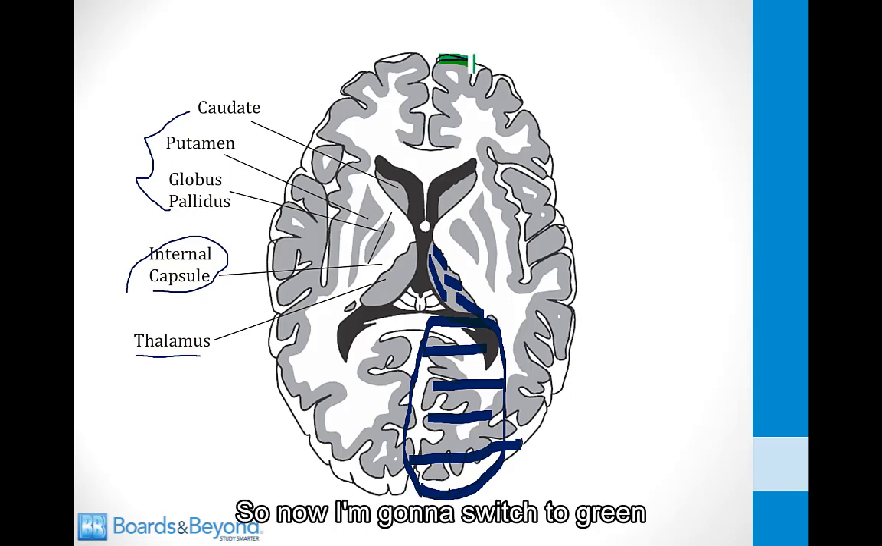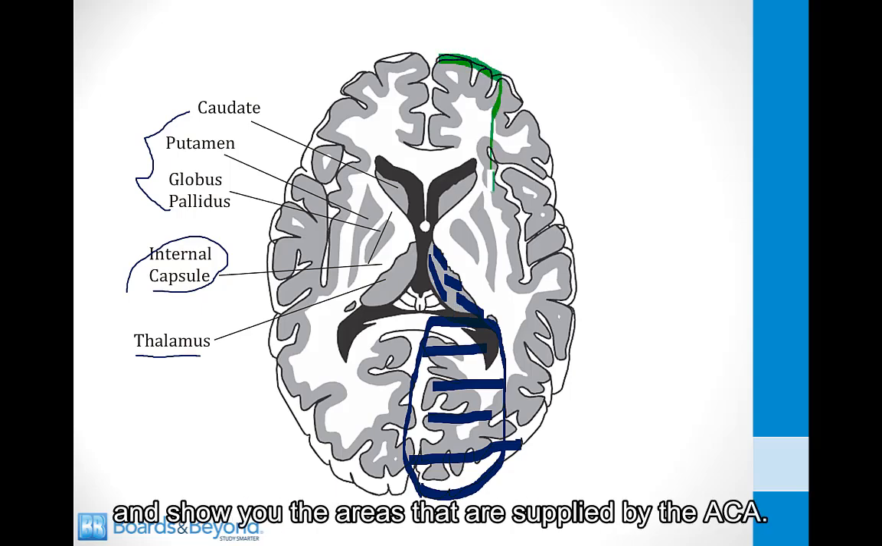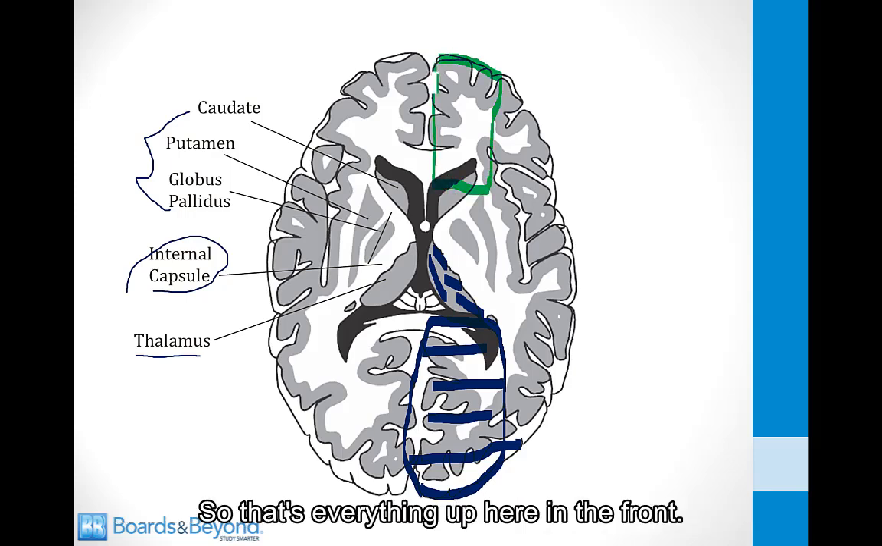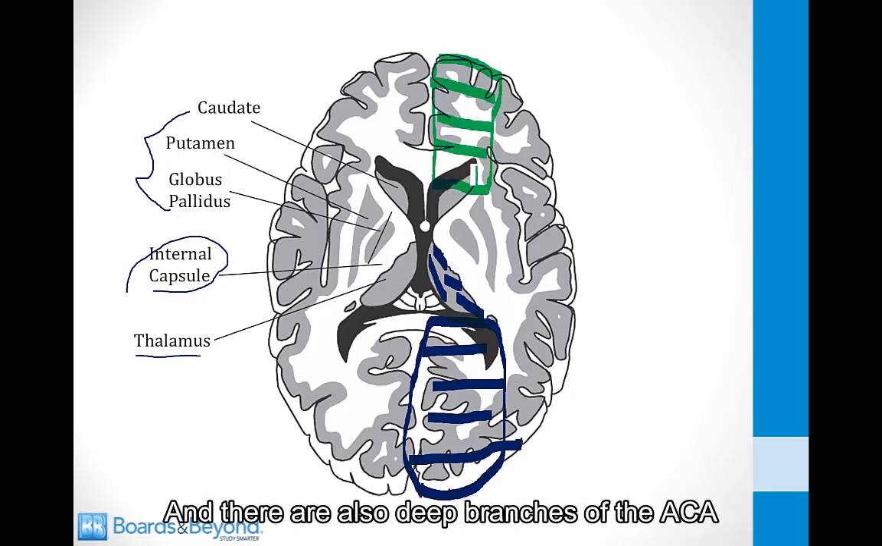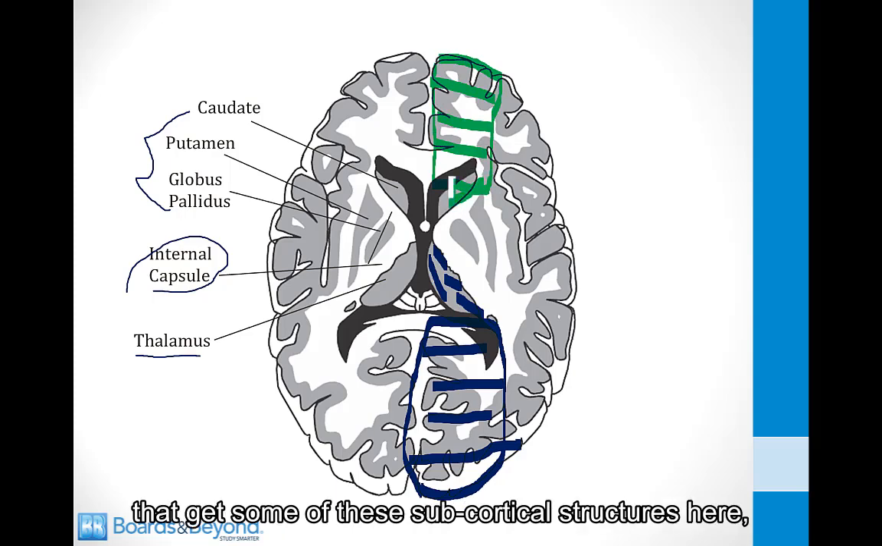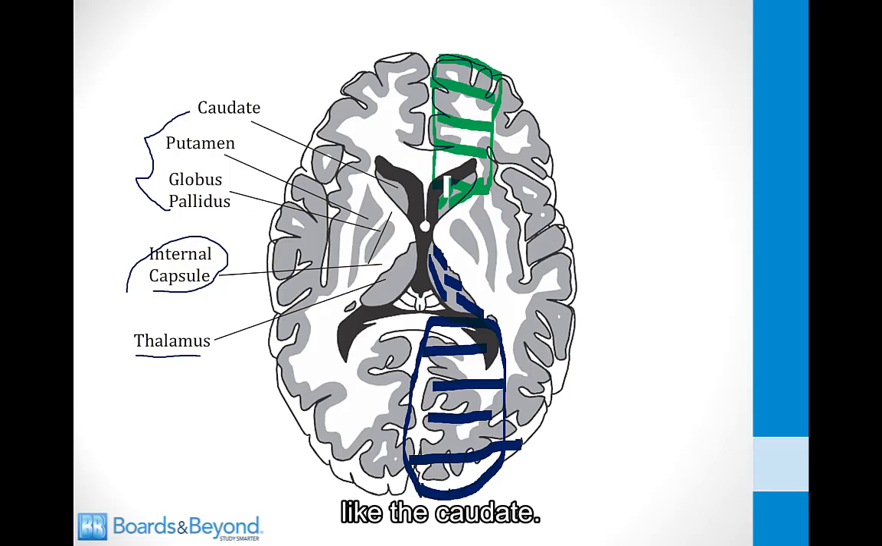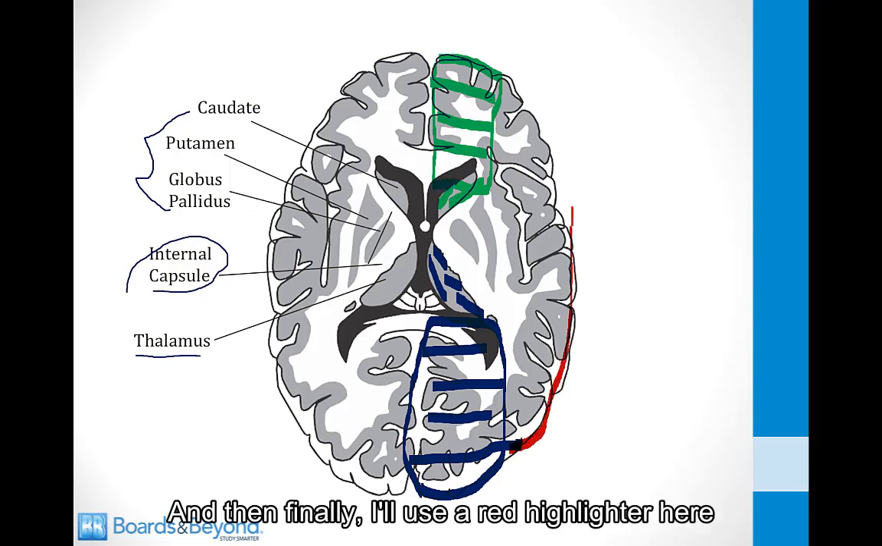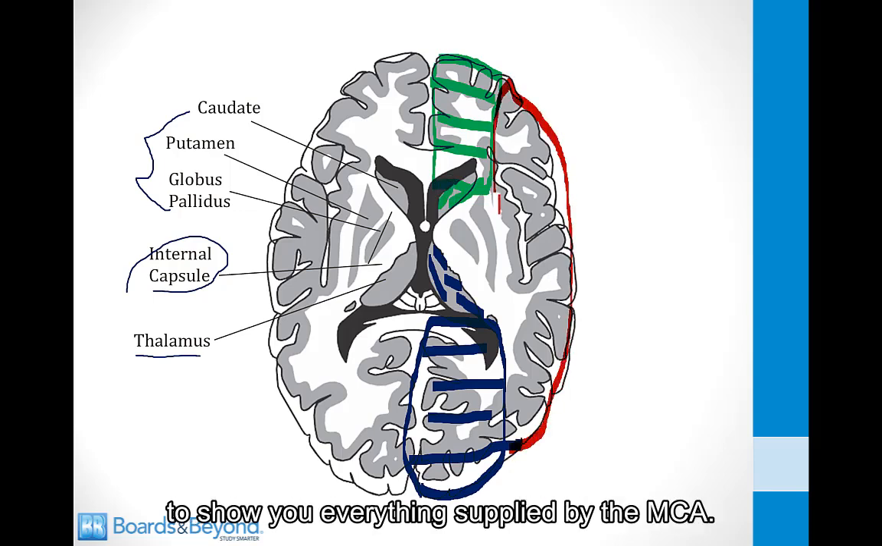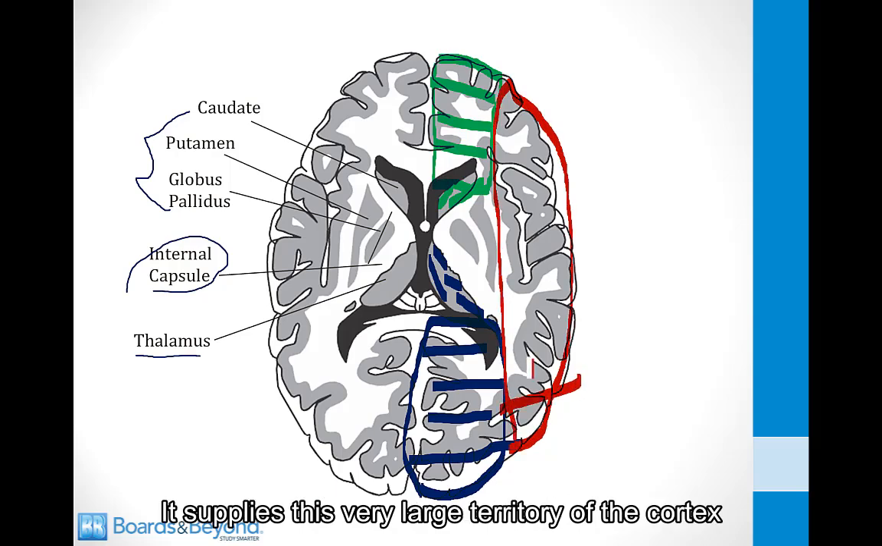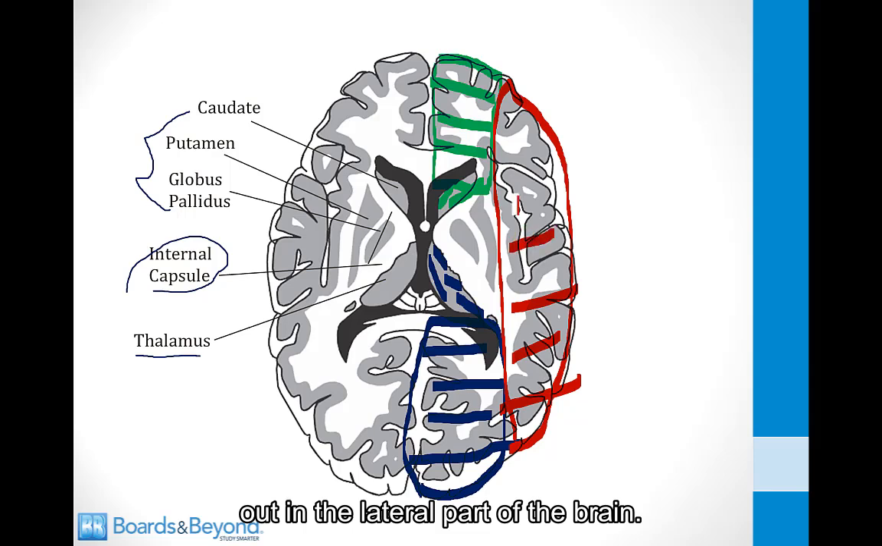So now I'm going to switch to green and show you the areas that are supplied by the ACA. So that's everything up here in the front. And there are also deep branches of the ACA that get some of these subcortical structures here, like the caudate. And then finally, I'll use a red highlighter here to show you everything supplied by the MCA. It supplies this very large territory of the cortex out in the lateral part of the brain.